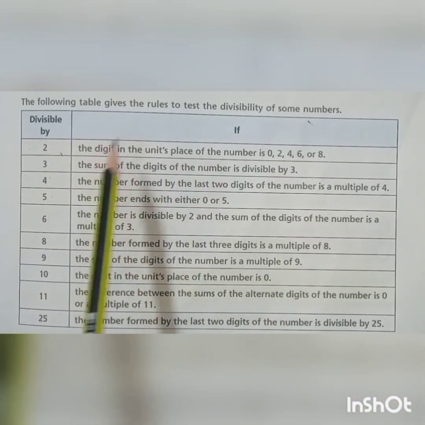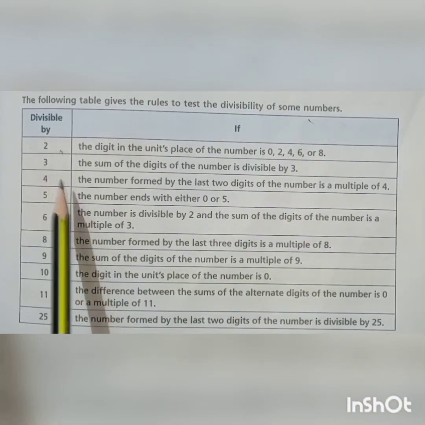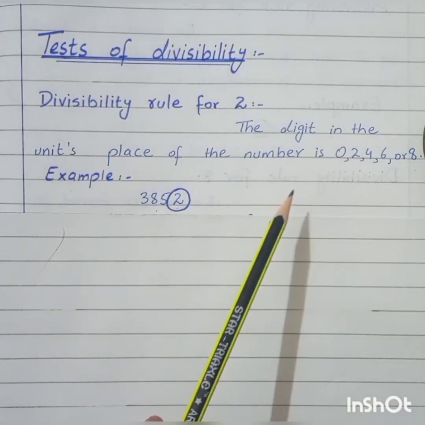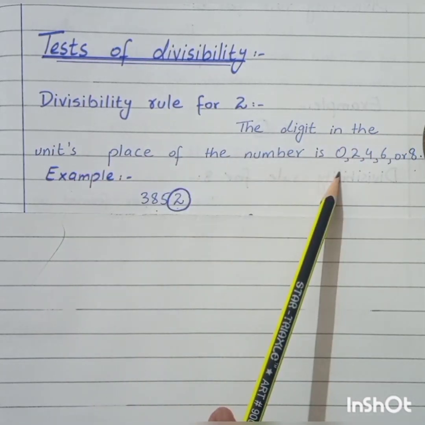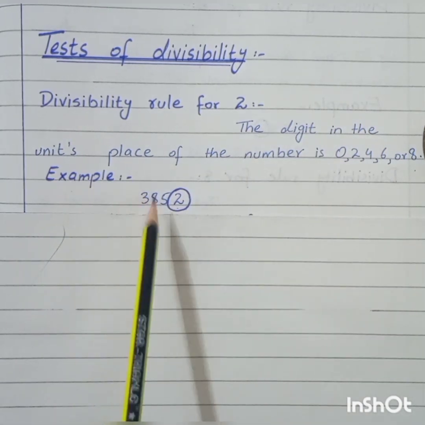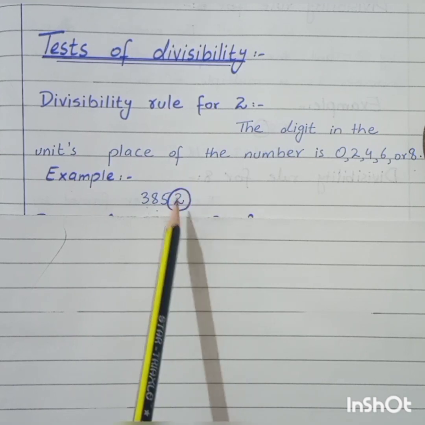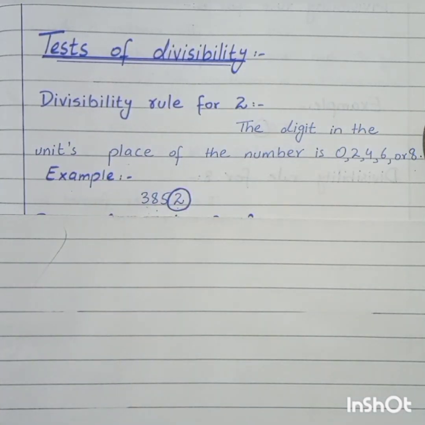Next, we discuss tests of divisibility of some numbers, where the numbers are 2, 3, 4, 5, 6, 8, 9, 10, 11 and 25. Test of divisibility for 2: the digit in the unit place of the number is 0, 2, 4, 6 or 8. Here you see the example for this rule: 3852, where 2 is in the unit place. So this number is divisible by 2.